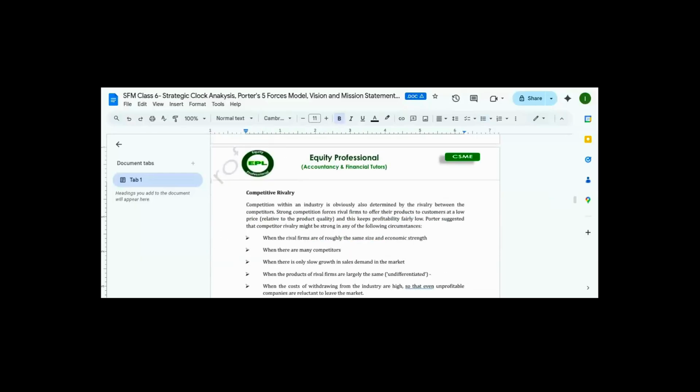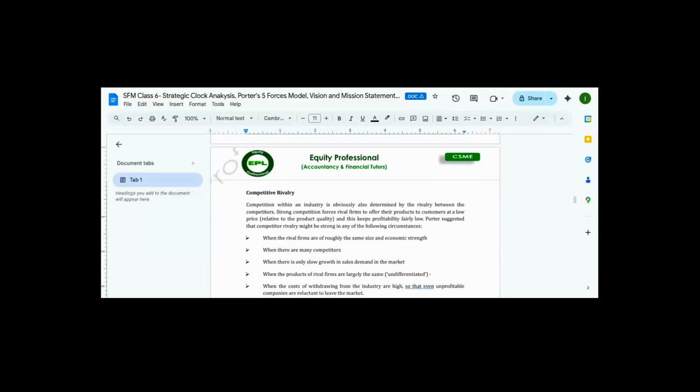Lastly is competitive rivalry among major competitors. So competition within an industry is obviously determined by the rivalry between the competitors. And Porter said that it is good for competition to increase in an industry. Why? Because he said strong competition forces rival firms.